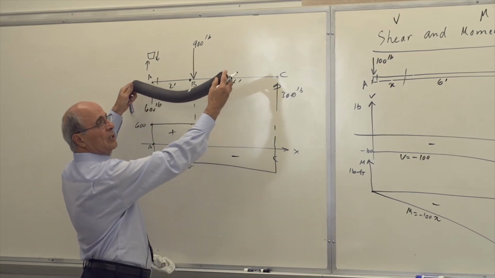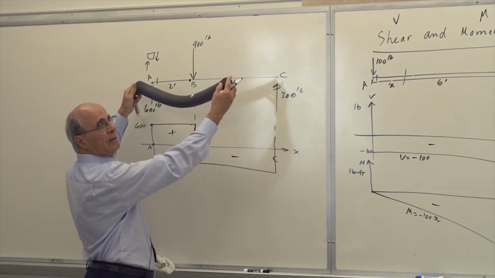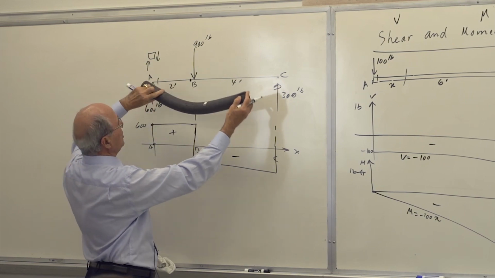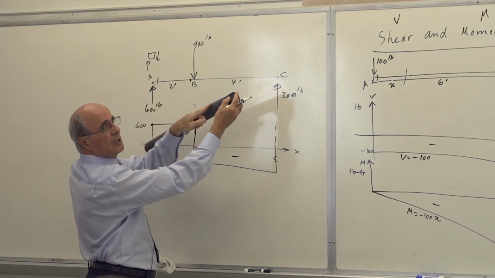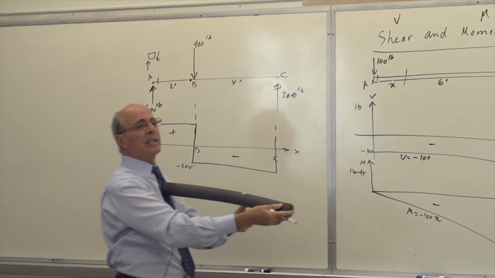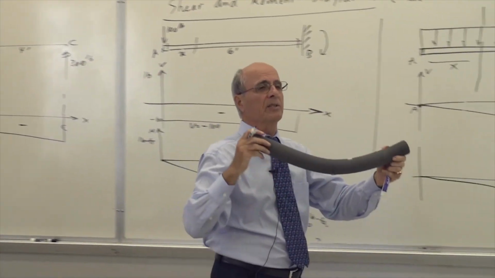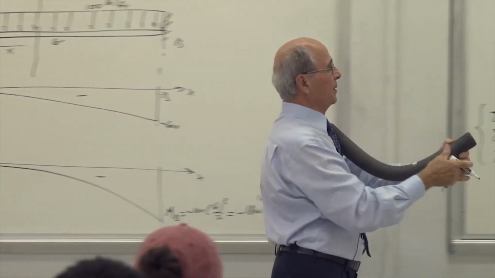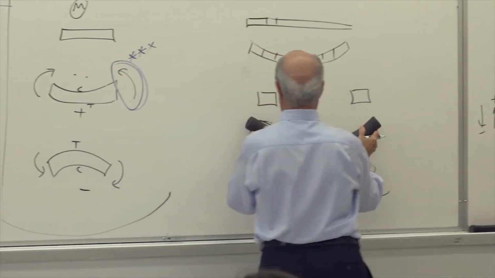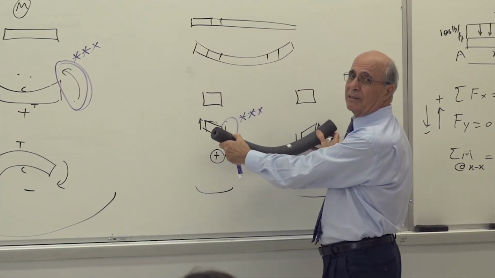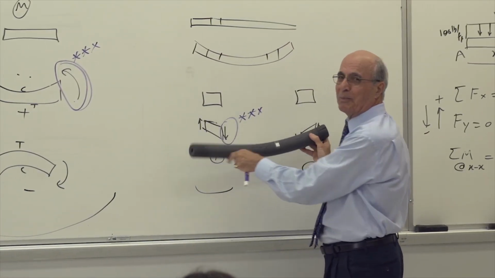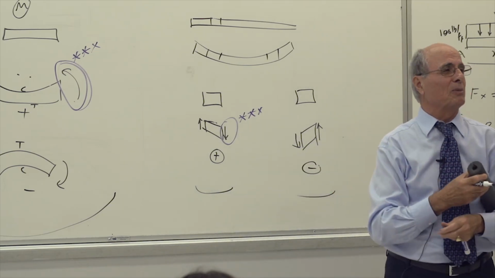Guys, look at it. Is it going to bend like that? Yes or no? Correct? This shear is positive. This shear is negative. Look at your sign convention. Yes or no? Correct? Matching here, correct? This shear is plus, this shear is minus. Do you see what I'm talking about?